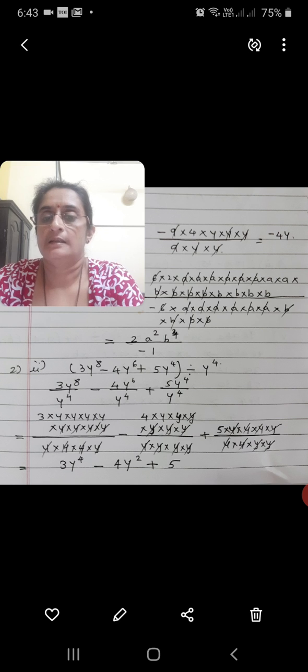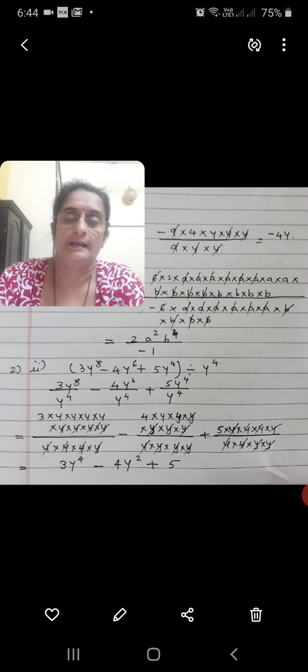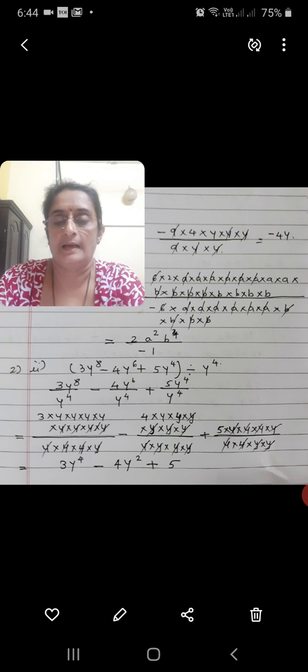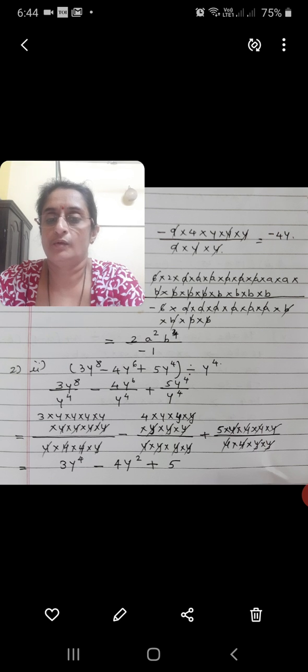Now open it, 3 into 8 times y will come, and in the denominator 4 times y will come. Then the middle term will open, 4 into 6 times y will come, and down 4 times y will come. Next the third term, 5 into 4 times y, and as the denominator y again 4 times. Now whatever is common will cancel. So how many y's can be cancelled? 4 y's can be cancelled. Only 3y raised to 4 will remain in the first term. Minus sign as it is.